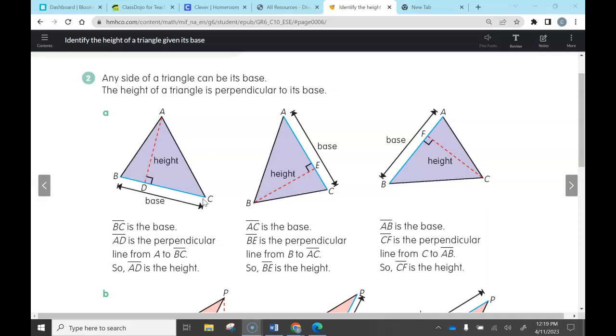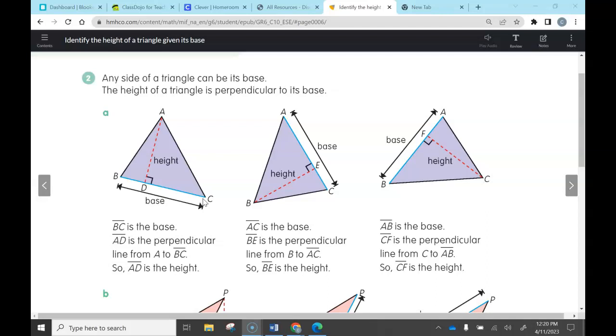It is important to understand that any side of a triangle can be its base. Now, the height of a triangle is perpendicular to its base. What does it mean by perpendicular? That means it's at an angle of 90 degrees to a given line, plane, or surface. So in other words, if we see the base here, the height has to be at 90 degrees from that base. So that's going to be the height.